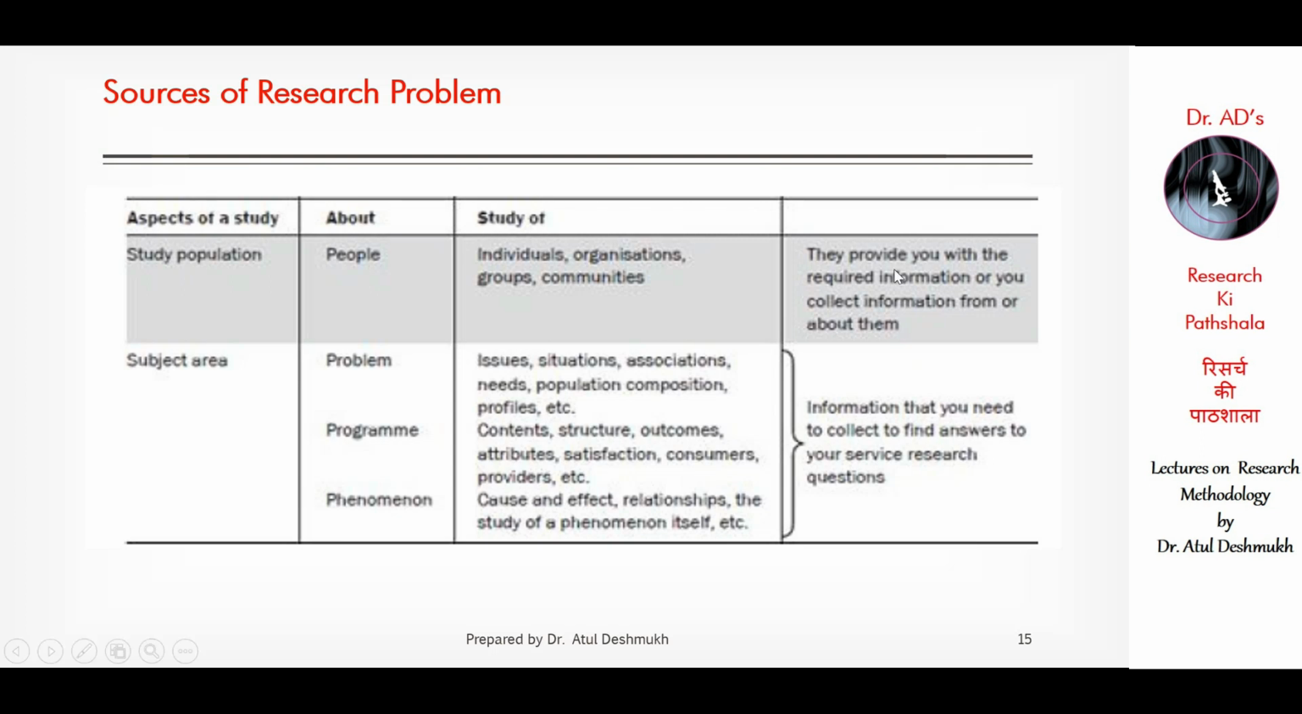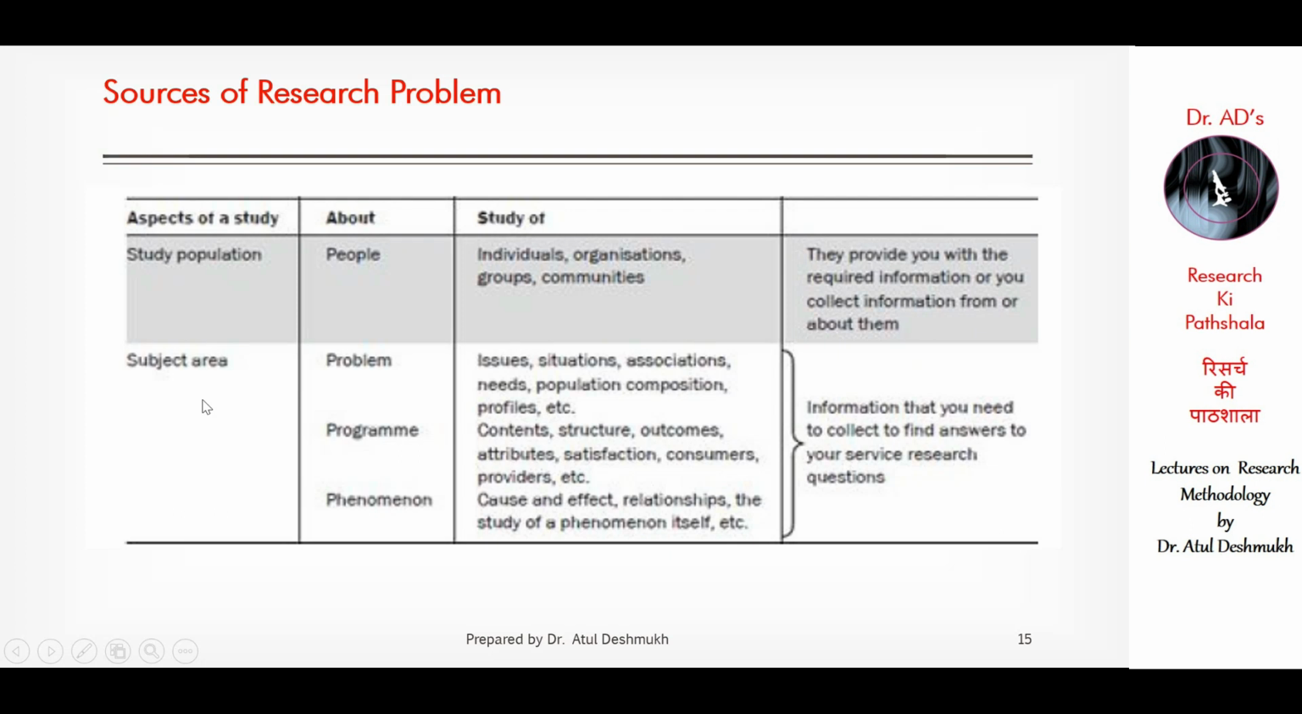They provide you with the required information, or you collect information from them or about them. So I collected information about how many are using mask and how many are not using mask. Among those who are using mask, how many got infection and how many didn't. And among those who are not using mask, how many got infected and how many didn't. So the source of my research problem in my first research question was the study population, or the people.